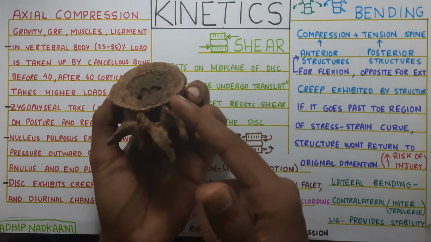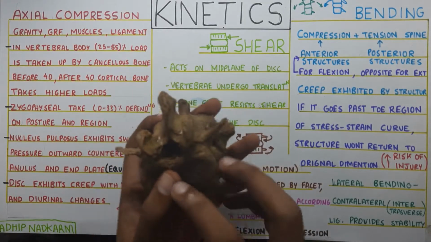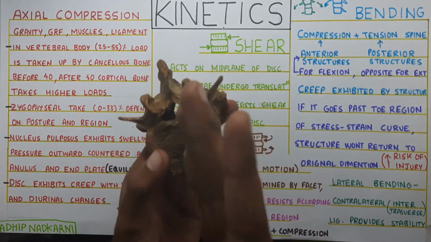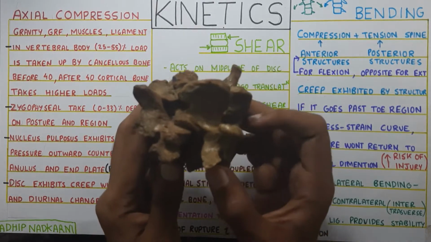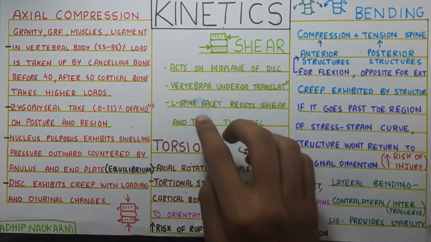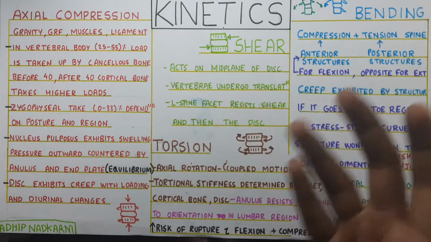If you see the lumbar facet orientation, it's in the sagittal plane, right? And why is this important? Because when these facets are articulating, being in the sagittal plane, they prevent translation. If you can see, they're blocking the side to side movement, and this is why the lumbar spine facet resists the shear force, and then the disc will also help.